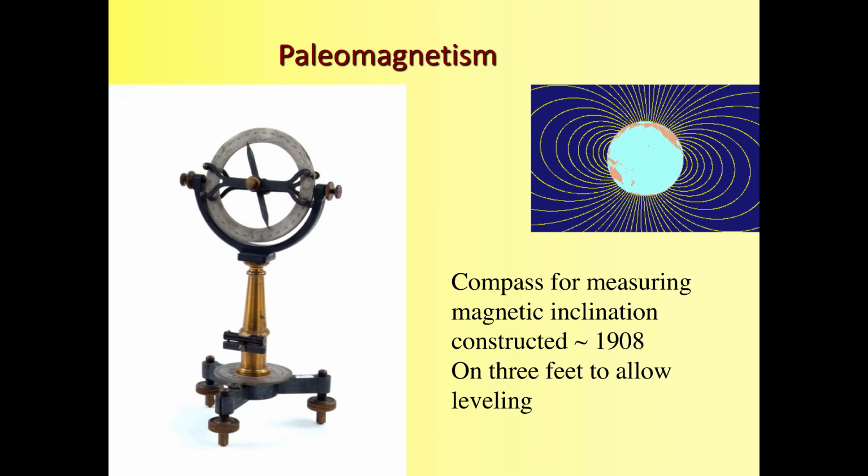There are actually, as I said, compasses that have been built that allow us to find out that inclination. And this is one of them, which was made in 1908. It's got 3 feet, you level it, and you can read off the inclination of the magnetic field very easily from an instrument like this.